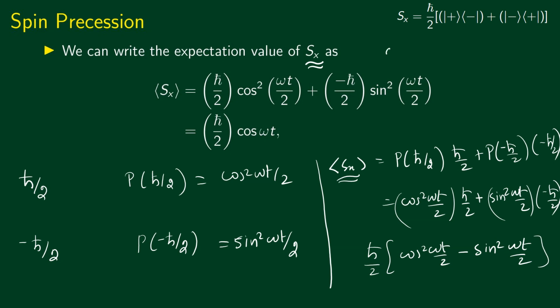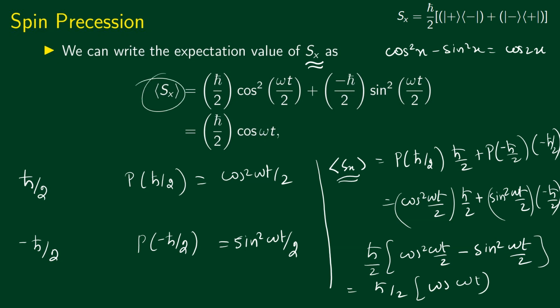Now we can use the trigonometric identity. We know that cos square x minus sin square x is an expression for cos 2x. Okay, so this gives h bar by 2 cos 2 omega t divided by 2, or cos omega t. Okay, so the expectation value for Sx is given as h bar by 2 cos omega t. Okay, that's the expectation value for Sx. We see that the expectation value of Sx changes with time. Initially at t equal to 0 it was h bar by 2. Now the expectation value is changing with time. All right, it is time dependent.